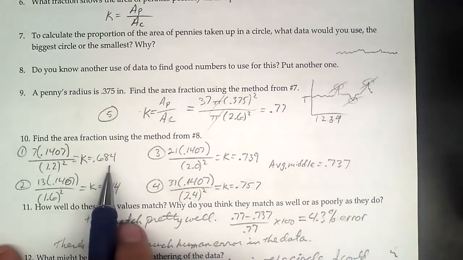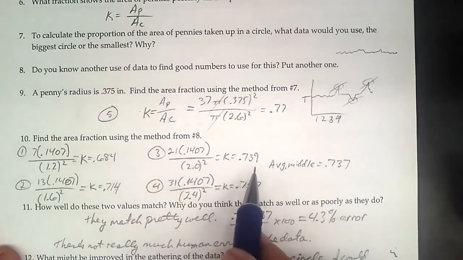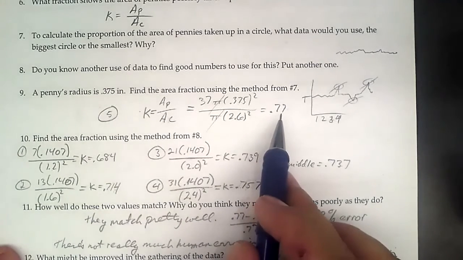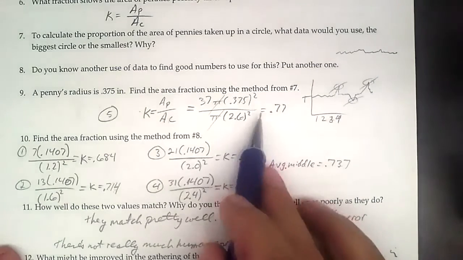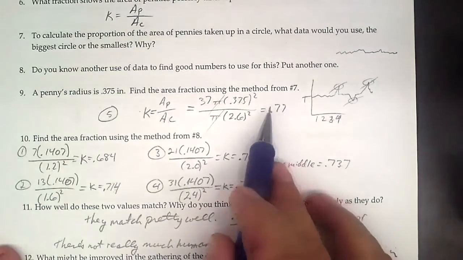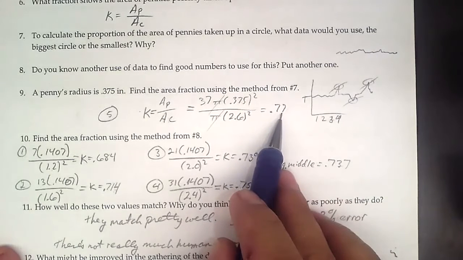In fact, it's getting bigger by a smaller amount as we go through, it seems. So this is approaching some number, and maybe if we did it with an even bigger circle, maybe we get 0.785 or something. But that number is not too bad. I assume my percent error is not too bad in that one.